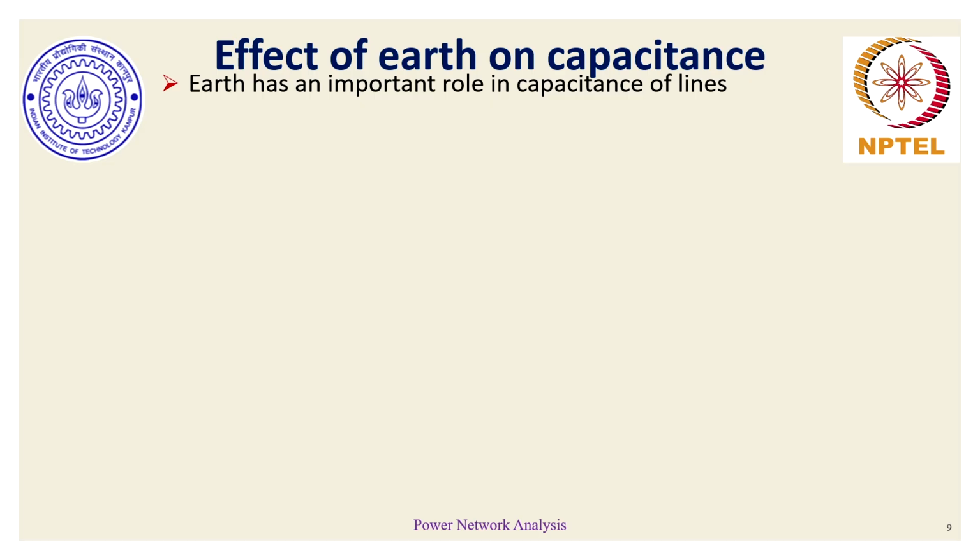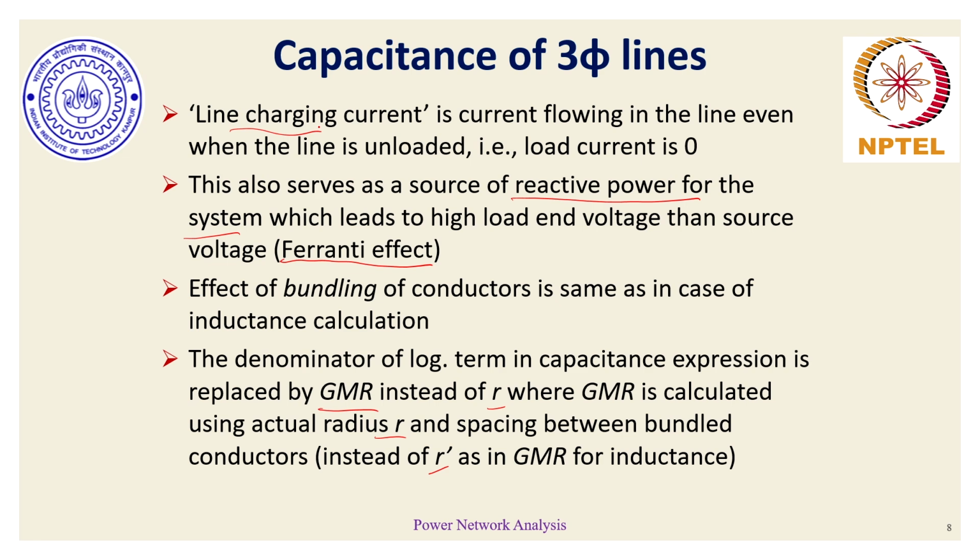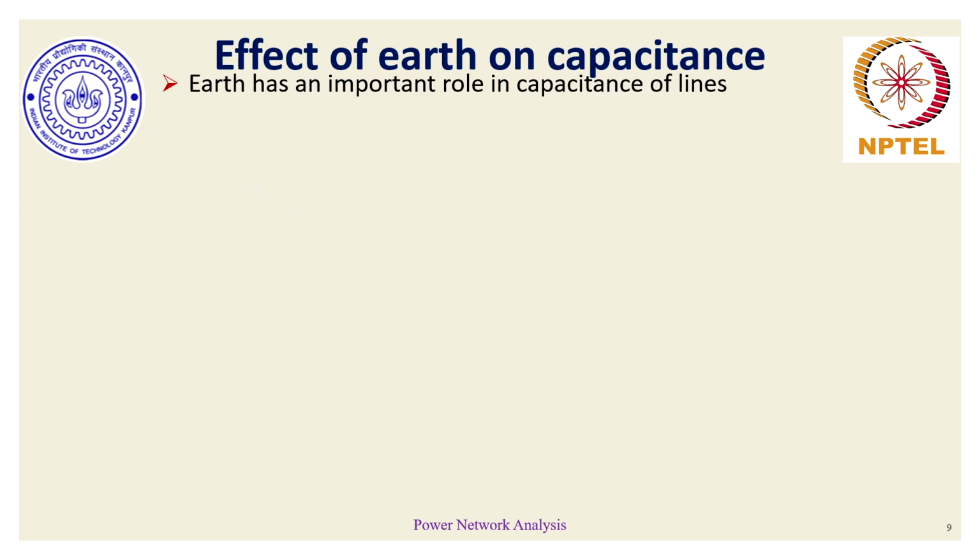There can be two effects to start with. Either the effect of earth increases the overall capacitance or decreases it. If the earth were to decrease the value of capacitance, then it would have been a beneficial effect, because the charging current would also have been lower and other consequences could have also resulted. But the reason why we are discussing this would have become obvious by now: the effect of earth leads to an increase in line capacitance. So how is that happening?